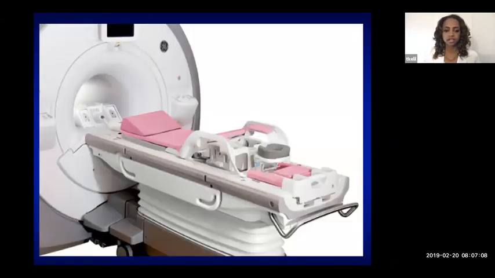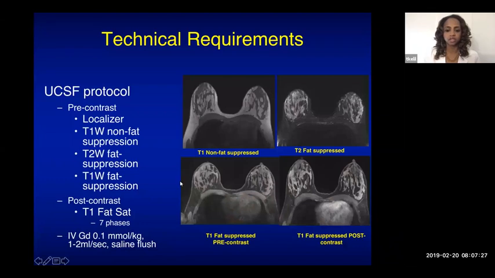So we'll get started. If you haven't seen an MRI machine before, this is what it would look like. For breast MRI, the patient is going to be facing down with the head here and the breast in a prone position. We use a breast-specific coil to get the best signal. And at UCSF, this is the protocol that we use. These are the sequences we will be obtaining for breast MRI.